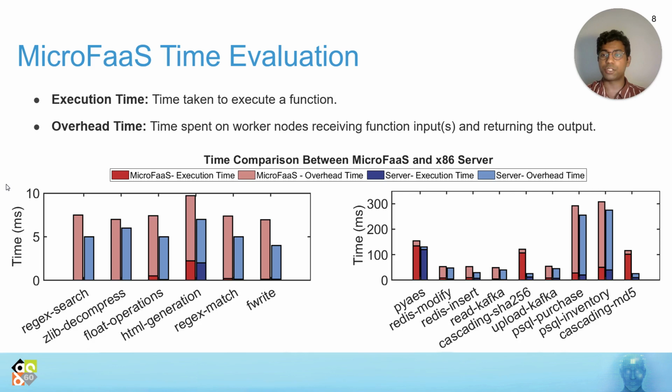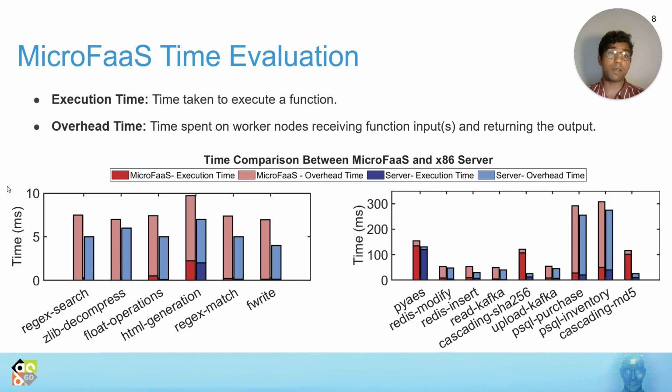And the below two figures show the results that we obtained. It must be noted we have two figures because they have different time scales. The one to the left is from 0 to 10 milliseconds, and the one to the right is from 0 to 300 milliseconds. And from these figures, it's clear that the x86 server spends less time executing each function. This is what we expected, because the x86 server has a better network card and a faster processor.